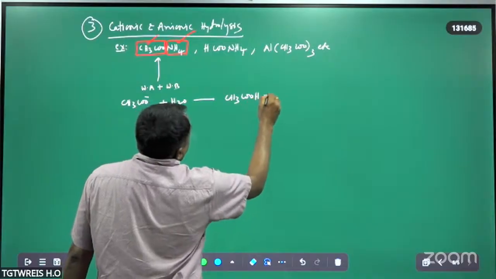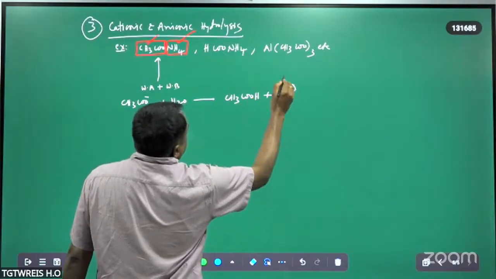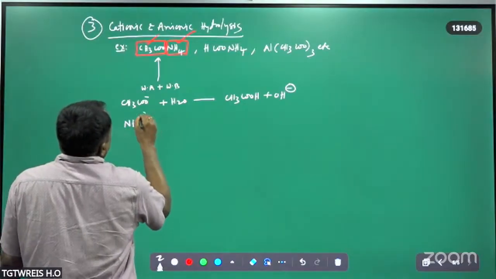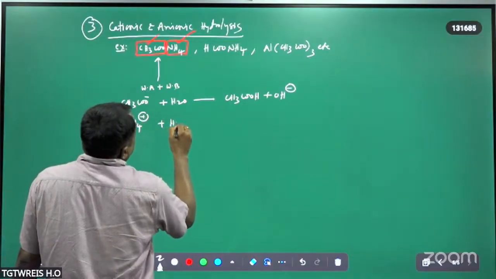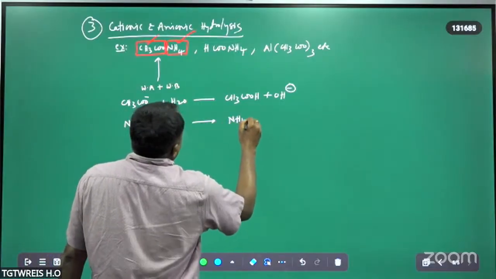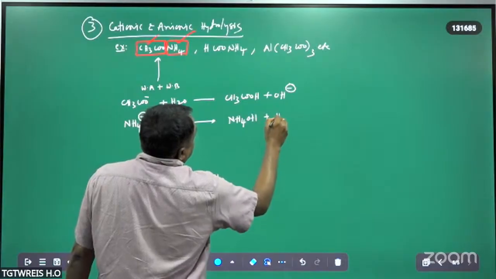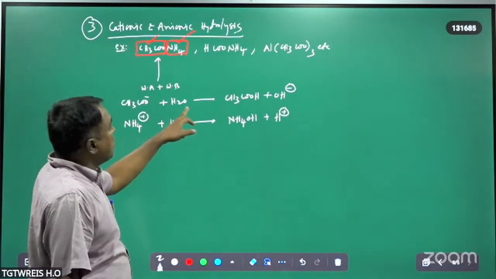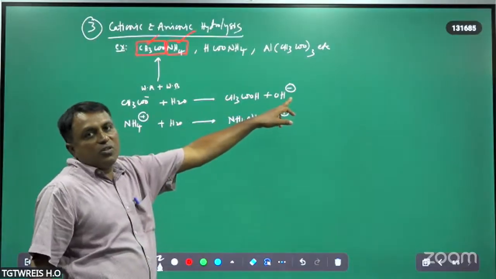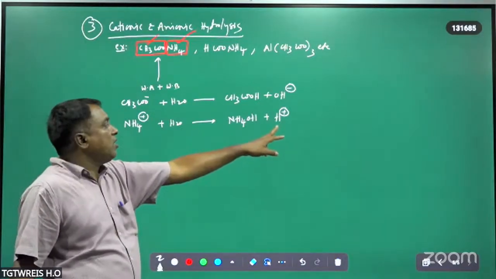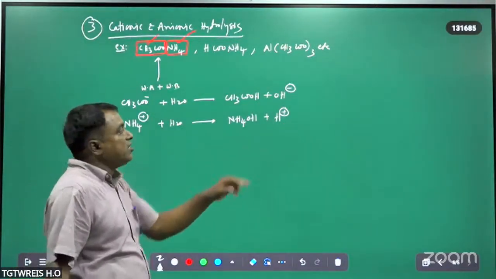CH3COOH plus OH minus. And the second part, it is the ammonium ion. Ammonium ion also undergoes hydrolysis to form what? NH4OH plus H plus. Therefore, CH3COO minus is undergoing hydrolysis to form what now? OH minus in the solution. And the ammonium ion also undergoes hydrolysis to form NH4OH along with H plus ions.